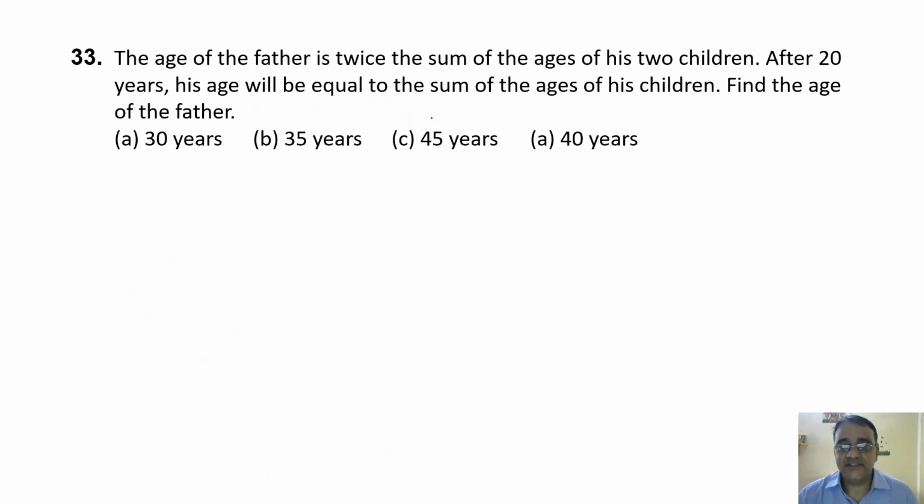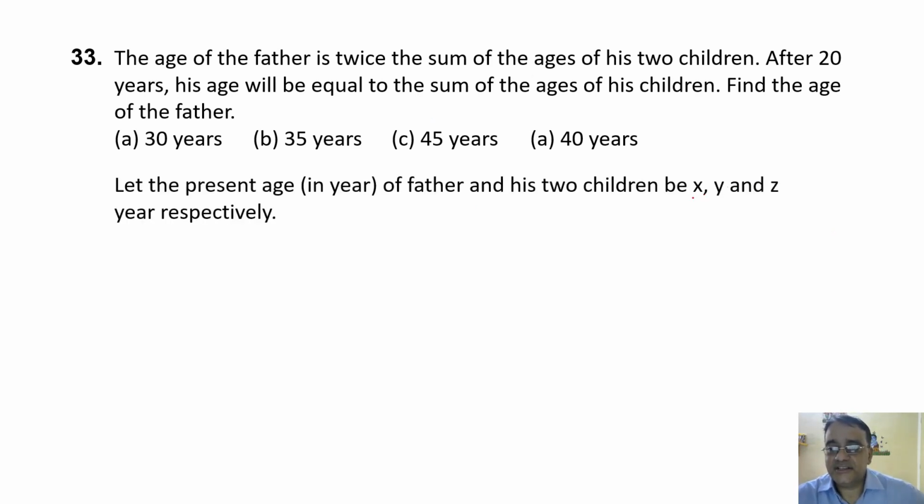Okay. The age of the father is twice the sum of the ages of his two children. After 20 years, his age will be equal to the sum of the ages of his children. Find the age of the father. तो x एक फादर का x ले लेते हैं और दोनों चिल्ड्रन का yz. ओके, अदरवाइज टुगेदर आल्सो वी कैन टेक y.